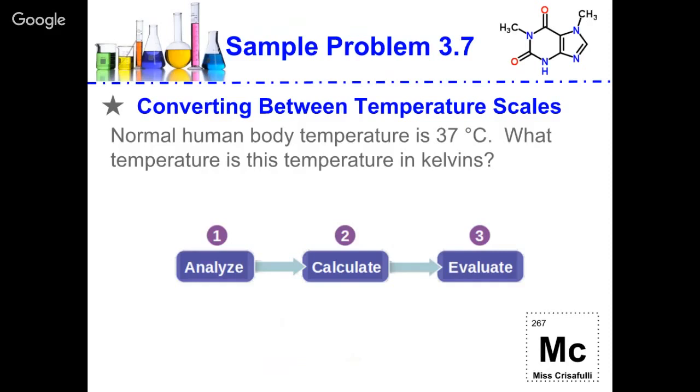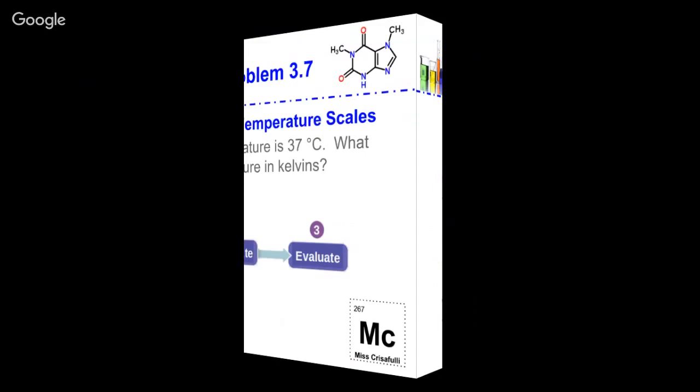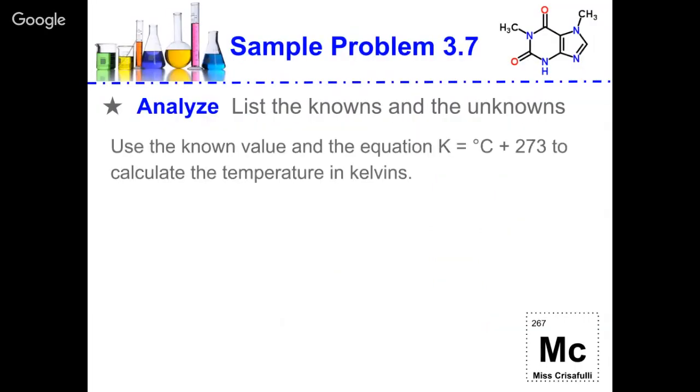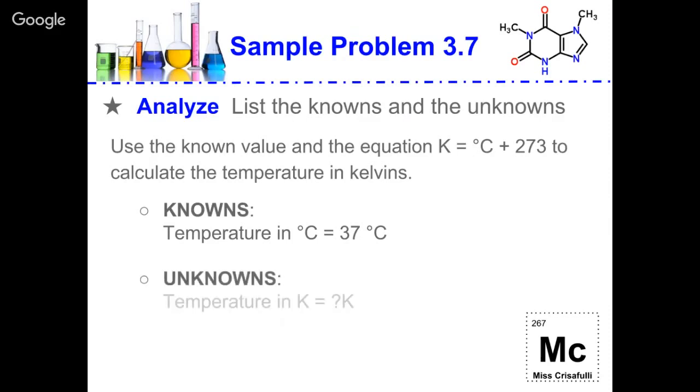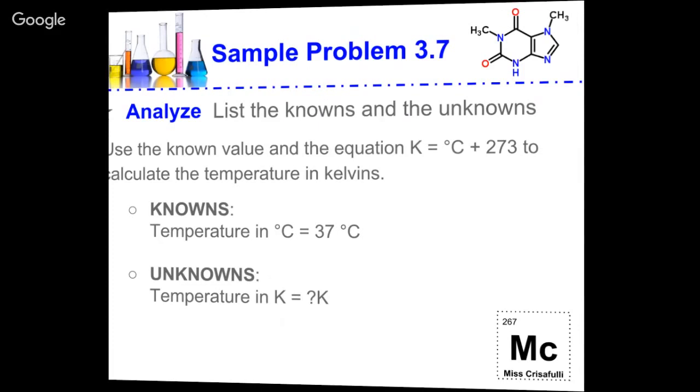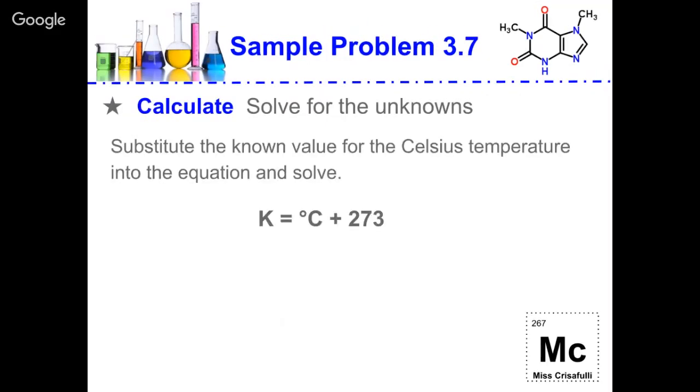Now, this is a 3-step problem because it is a math problem. First, we're going to list our knowns and unknowns. We know we're going to need to use the equation. Our known is that the temperature is 37 degrees Celsius, and we're looking for that temperature in Kelvin. So let's plug in our values. 37 degrees is our known temperature in Celsius, so we add 273 to that. And so our Kelvin temperature is 310 Kelvin.